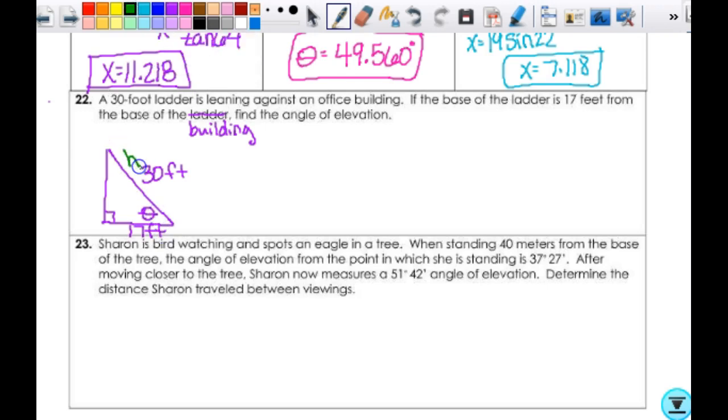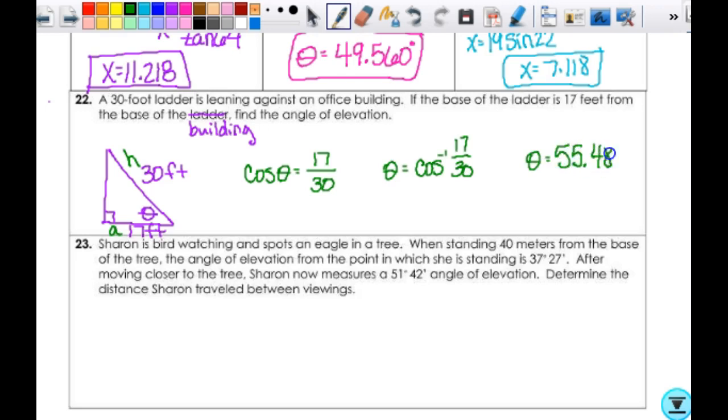So this is my hypotenuse. This is adjacent. So that's going to be the cosine of theta is equal to the adjacent, which is 17, over the hypotenuse, which is 30. So take the cosine inverse. Theta is equal to the cosine inverse of 17 over 30. So theta is equal to 55.482 degrees.